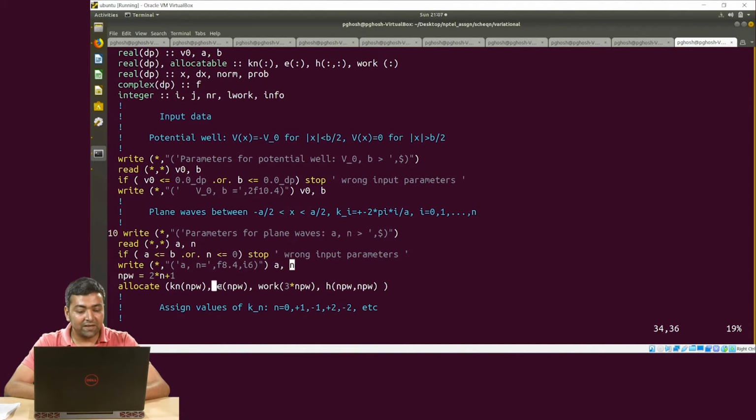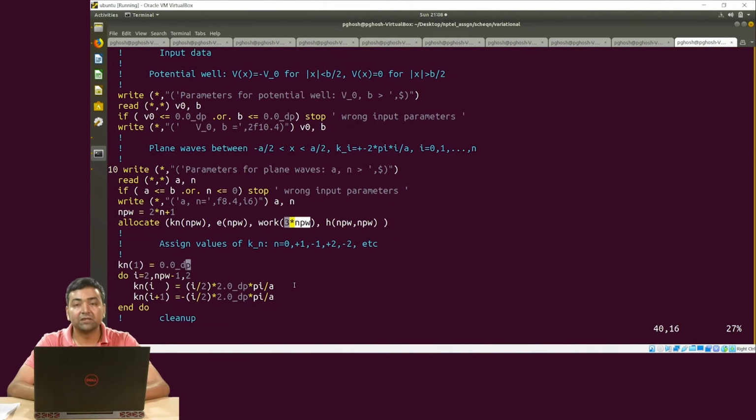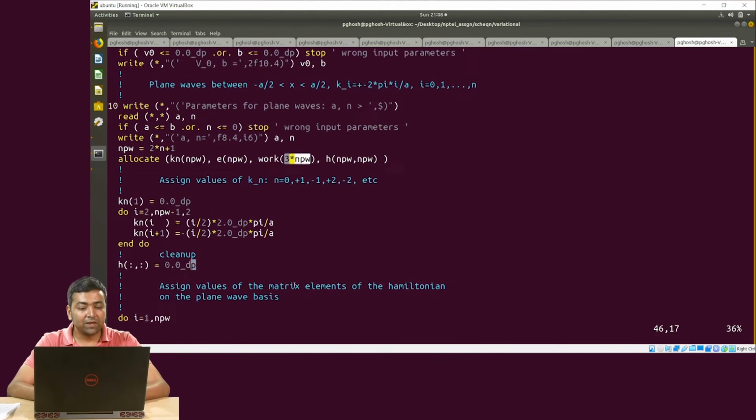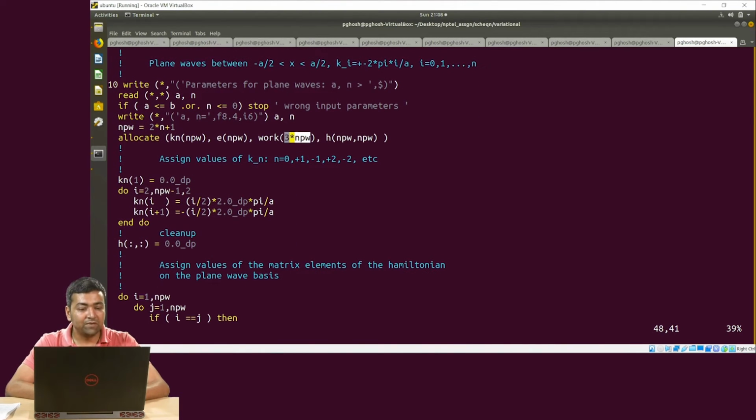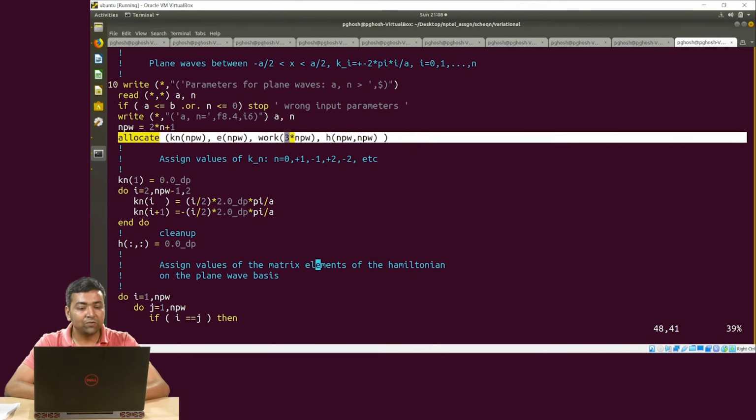Then the energy eigenvalues are stored in this array E, and the number of energy eigenvalues will again be the same as the number of plane waves. And then work is again a temporary array which is used by the subroutine for diagonalization, where it is 3 times the NPW, the dimension of the matrix which I need to diagonalize. Once I am done with allocating these arrays, I start assigning the values of the arrays.